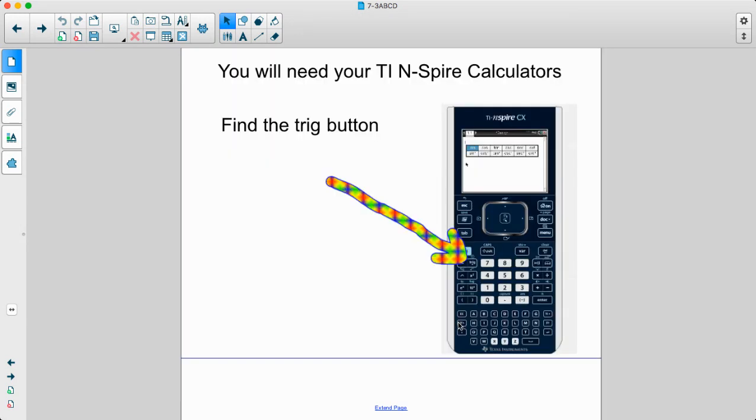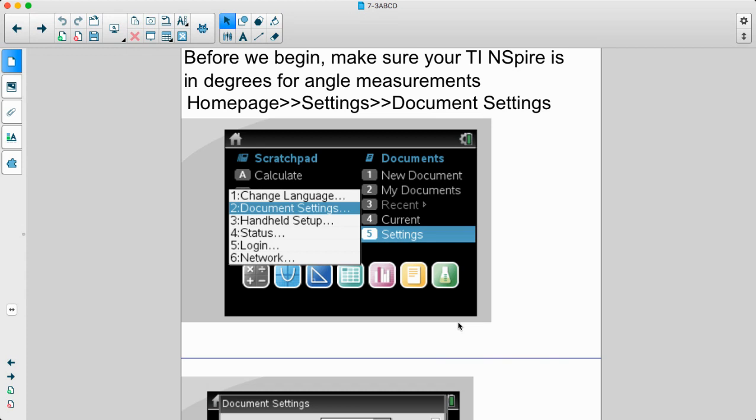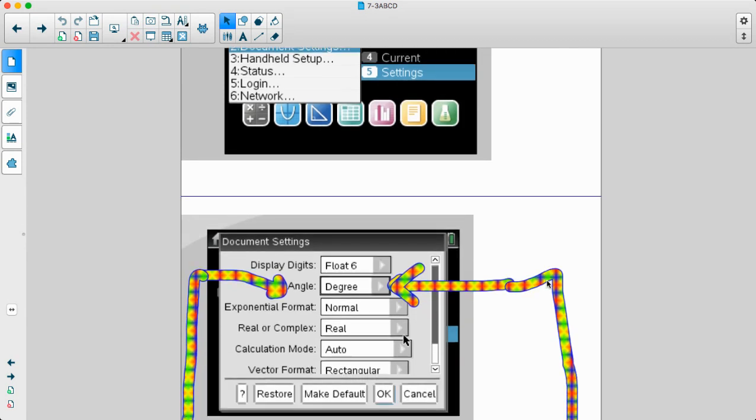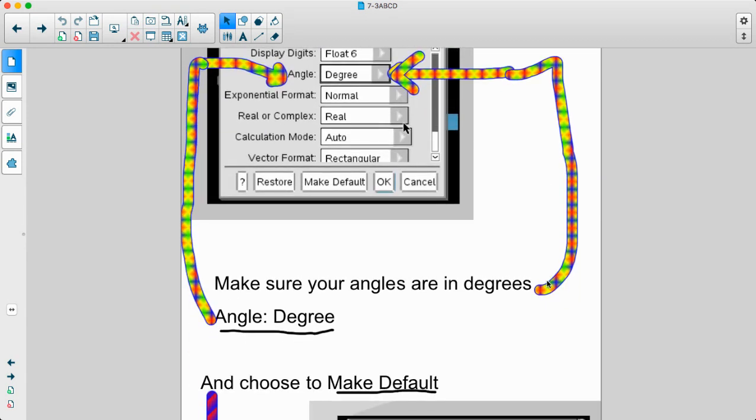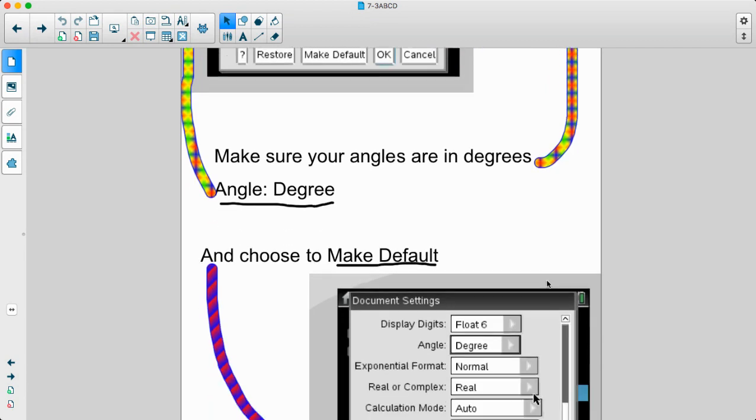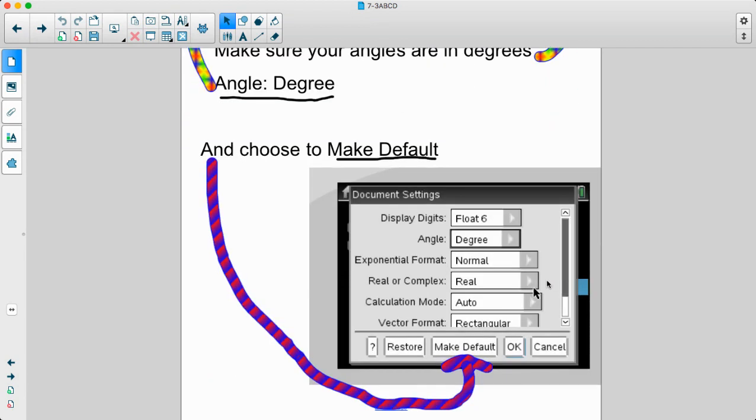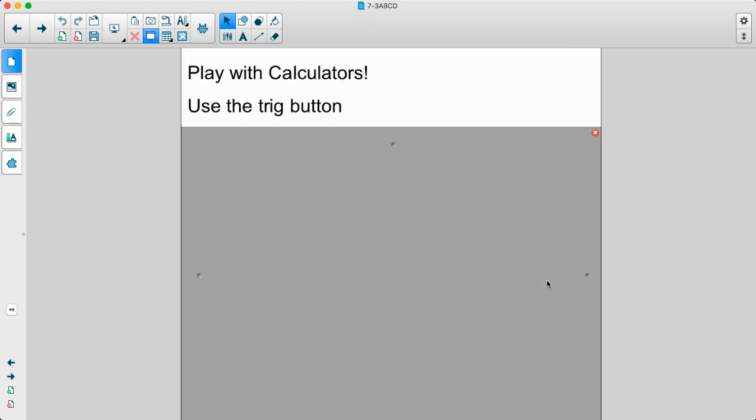Before we go any further, you need to get out your TI Inspire calculators and find the trig button. And I also want to make sure that your settings are in degrees. So go to Settings, Document Settings, and then make sure where it says angle that you've chosen degree instead of radians. You can measure an angle in radians or degrees, but in this course, we're only going to measure the angles in degrees. And then you can click Make It Your Default, and you should not have to do this again. It should be all set.